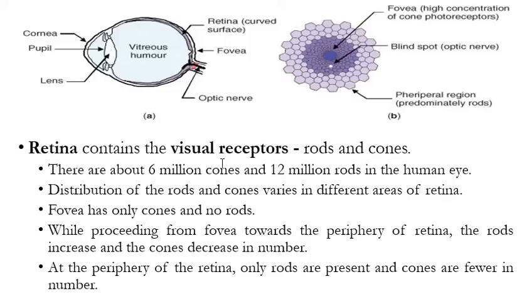So the fovea is a high concentration of cone receptors, and the periphery has predominant rods. This is a reminder we have about 6 million cones and 12 million rods in the human eye. The distribution of the rods and cones varies in different areas of the retina. For example, the fovea only has cones and no rods. While proceeding from the fovea towards the periphery of the retina, we see that there is an increase in rods, and the cones decrease in number. And at the periphery itself, we see that only rods are present and cones are very sparse.